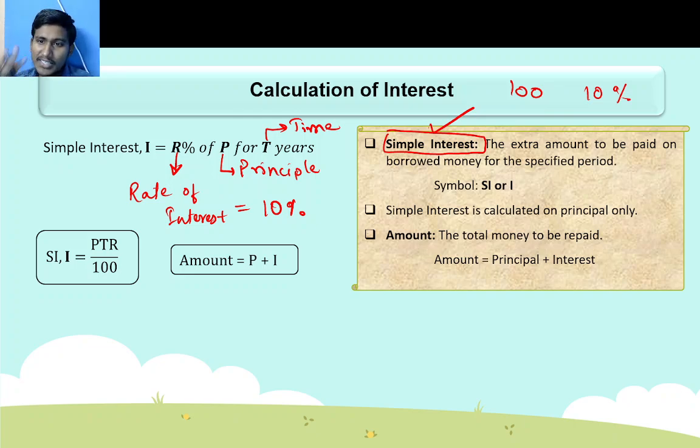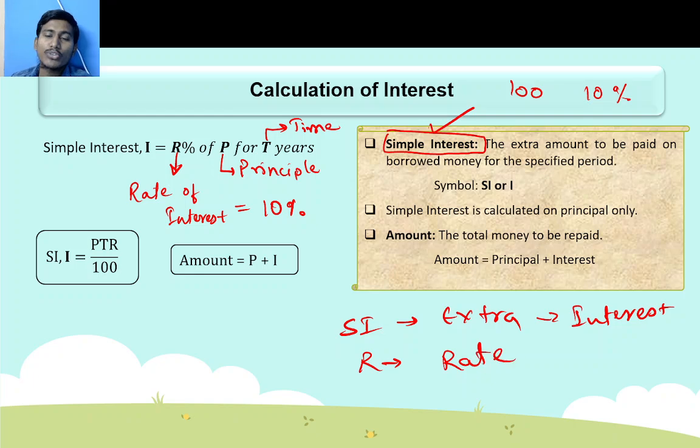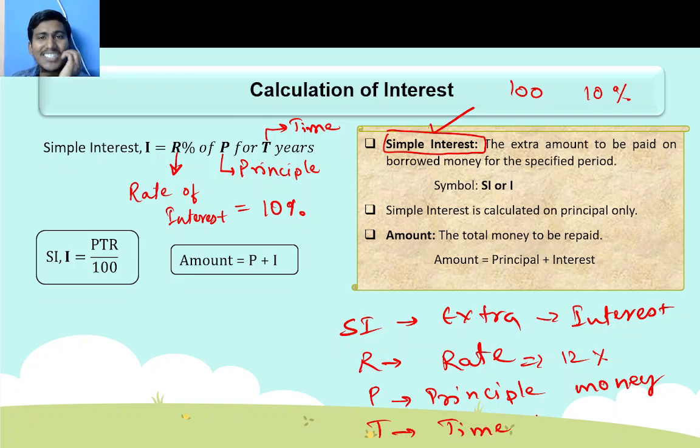So simple interest means the extra money you have to give. The interest. Okay, that is the interest. And then R means the rate at which you take. Rate will be 10%, 20%, 12%, like that. And P means principal, the total money you have taken. Okay? And then T means time. How many years? It can be months, years, and so on.